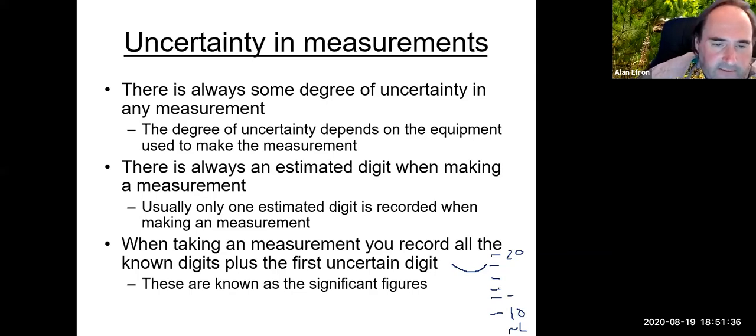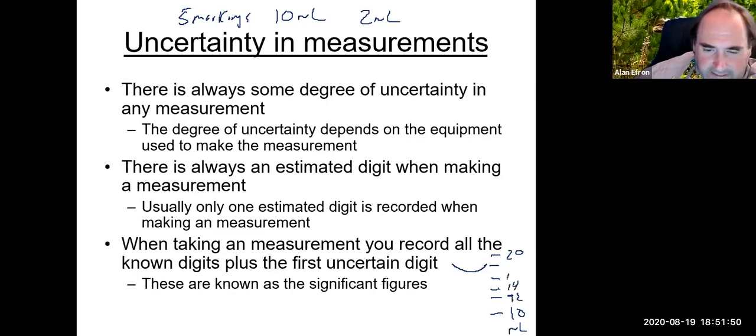There are now 1, 2, 3, 4, 5 markings between 10 and 20 milliliters. That means in this particular case, each of the smallest markings is 2 milliliters. This would be 12, this would be 14, 16, 18. So if we took our reading, we would fall somewhere in here. We're now between 16 and 18.